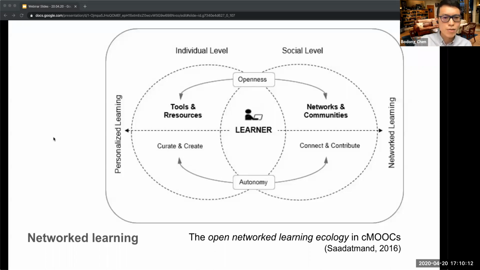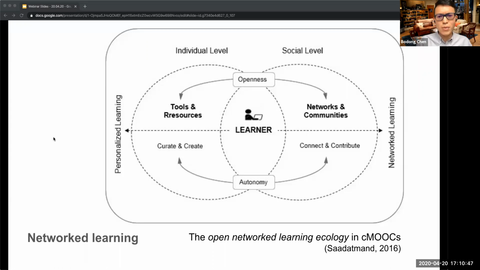It points out that learning is a process of connecting specialized nodes or information sources, as George Siemens articulates. What you see in this graph is the case of a connectivist MOOC, and the author is trying to think of the open network learning ecology in cMOOCs, where learners are positioned in an intersection of personalized and networked sub-situations, where they're encouraged to be autonomous, to be self-directed in managing their connections and their activities and their interaction with other people and with the resources.